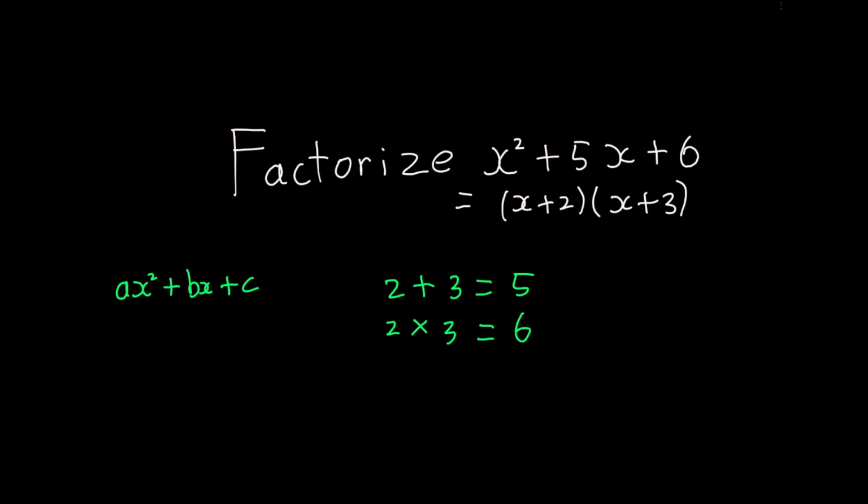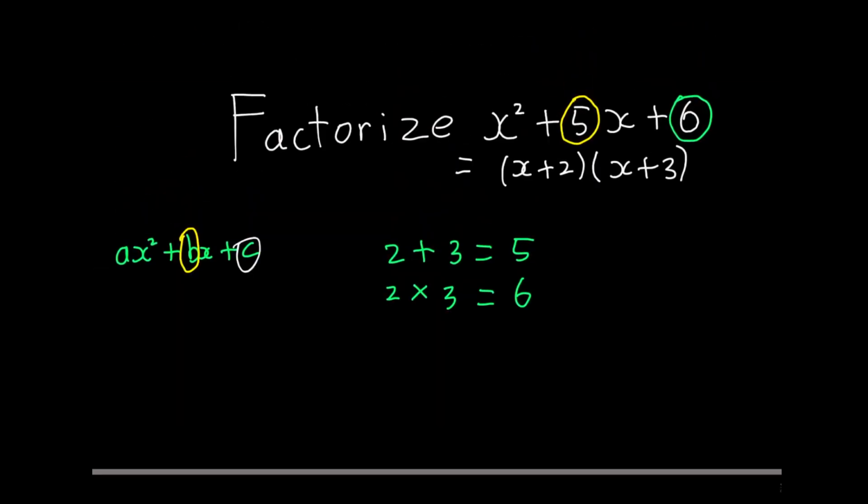So, in more formal terms, to factorize quadratic expressions, you need to find two numbers which add up to give you the b term over here, which I'll circle. So it will add up to give you the 5. And when you multiply these same two numbers together, they'll give you the c term, which in this case is 6. So now that we know this, let's move on to a second example.